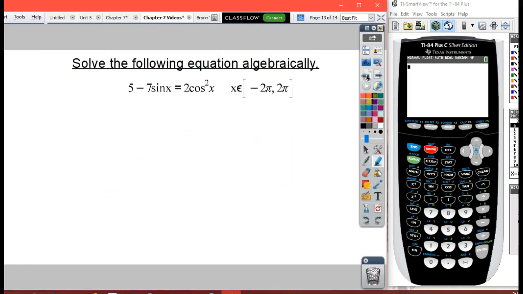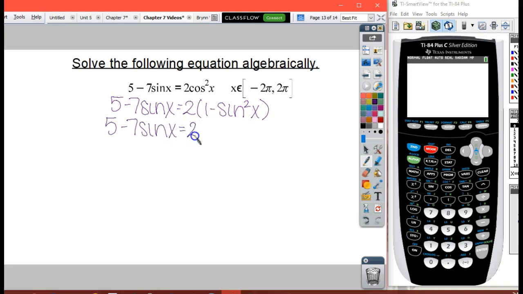Right away when I look at this problem, I notice that it looks somewhat like a quadratic. We did one in class like this where we're going to have to substitute this cosine squared in for its Pythagorean identity. I'm going to leave the left side the same, and rewrite just the cosine squared as 1 minus sine squared using that Pythagorean identity. From here I'll have to distribute through this 2. So I will have 5 minus 7 sine of x equal to 2 minus 2 sine squared of x.